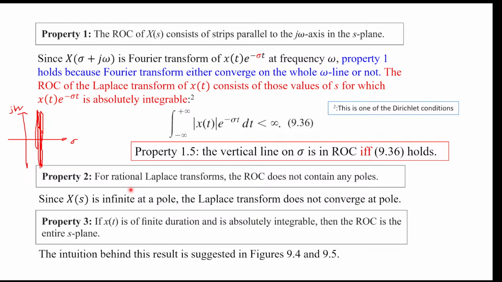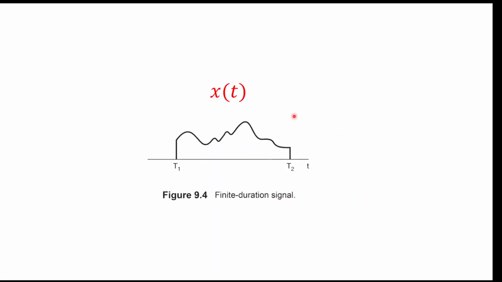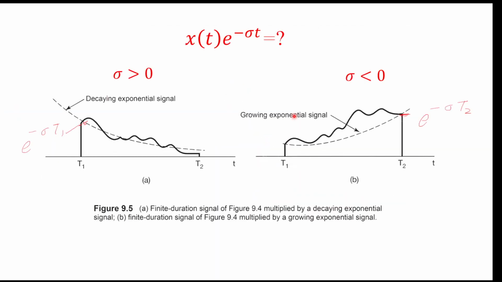Because now we see why property 1.5 is important. Now we want to think about whether some sigma is inside the ROC. We want to check whether this integration of the absolute value of x of t times e to the minus sigma t dt is convergent.